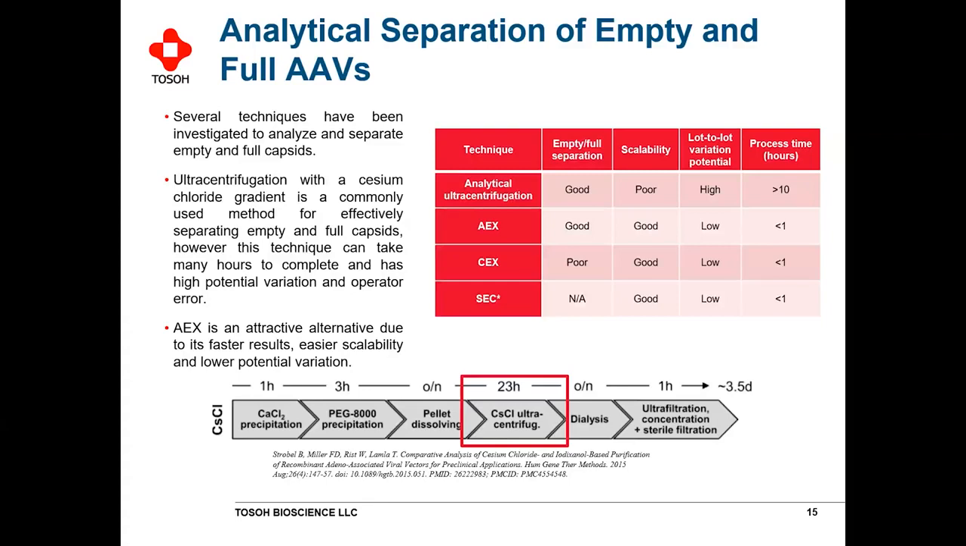And as Fariha also mentioned, it's not easily scalable. If you're getting a lot of samples, or if you want to do any kind of process scale separation of empty and fulls, it gets very difficult. And there's also a high potential of lot-to-lot variation due to operator error. There's a lot of room for people's different expertise levels to cause variation when you're doing one run versus another. Anion exchange chromatography is an attractive alternative because it's much faster, much more easily scalable, and has lower potential lot-to-lot variation.